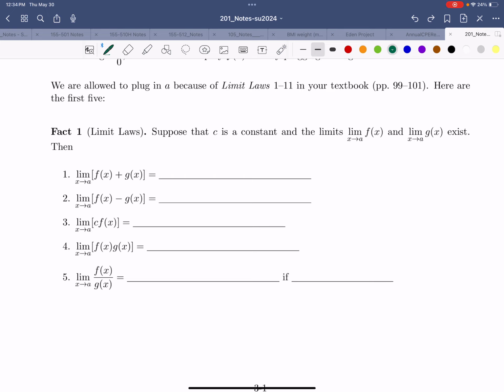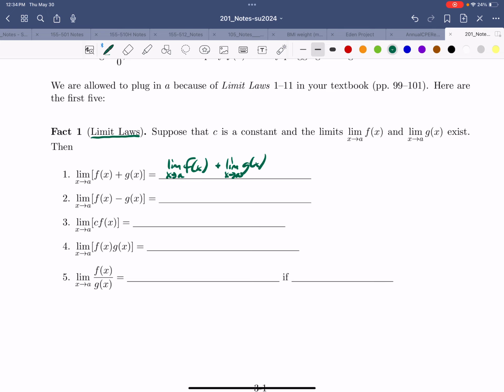So at the beginning of section 2.3, you find these things called limit laws. And what they say is that if you've got functions f of x and g of x, both of whose limits exist at a, then if you're trying to find the limit as x approaches a of f of x plus g of x, what you're allowed to do is take the limit of f of x separately and the limit of g of x separately and then add those limits together.